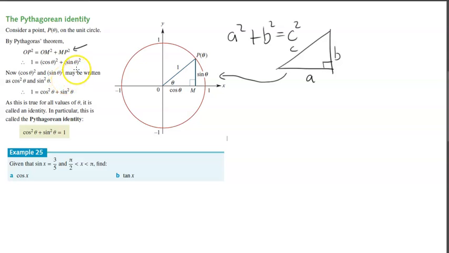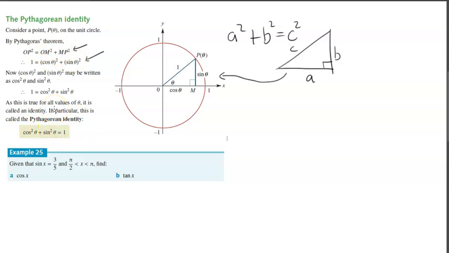So what we can say is that cos theta, all of that squared, plus sine theta, all of that squared, is equal to 1 squared, which is the hypotenuse, and 1 squared is effectively 1. So this here is our identity, Pythagorean identity, which we've written here.